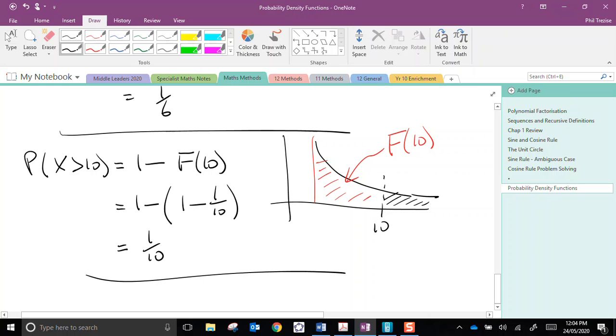So that's a quick little introduction to continuous probability functions, both the probability density function and the cumulative density function.